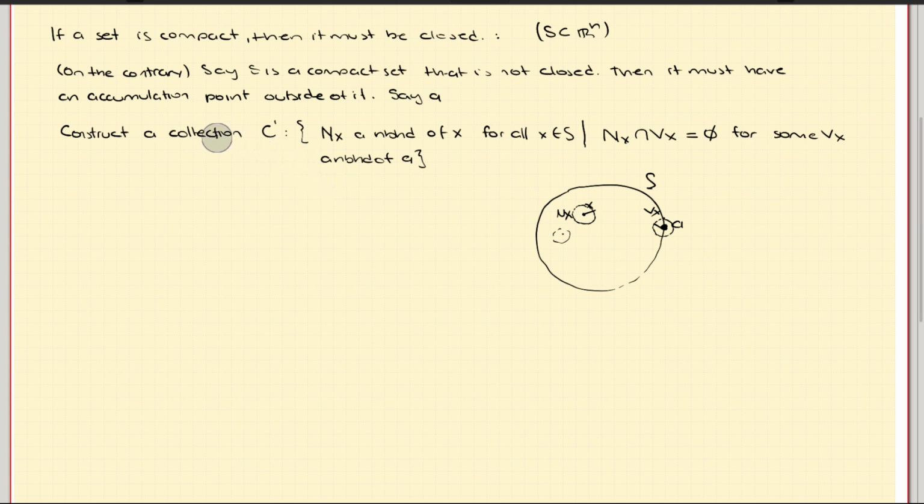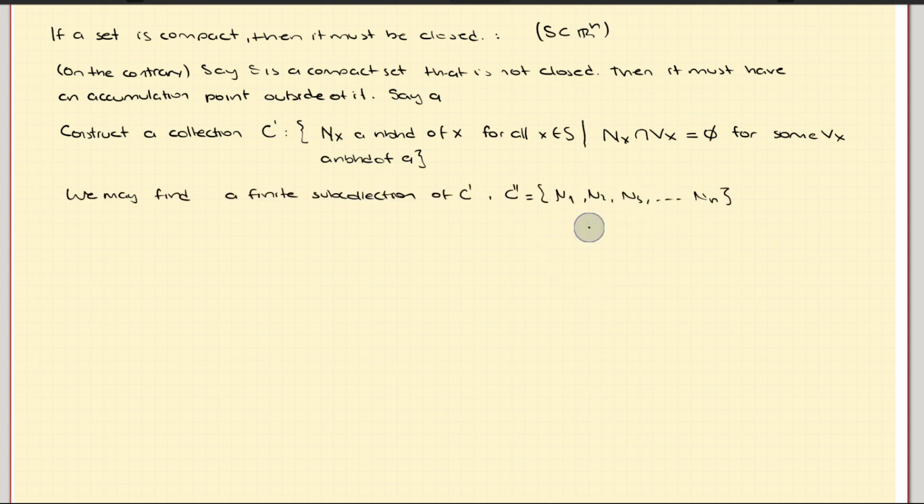In any case, since the set S is compact, we can find a finite subcollection of C prime that covers S. This is the definition of compactness. So we may find a finite subcollection of C prime. Let's call it C double prime, and it contains the sets n_1, n_2, n_3, up to n_n. So we have finitely many sets inside C prime, and this covers the whole set S.